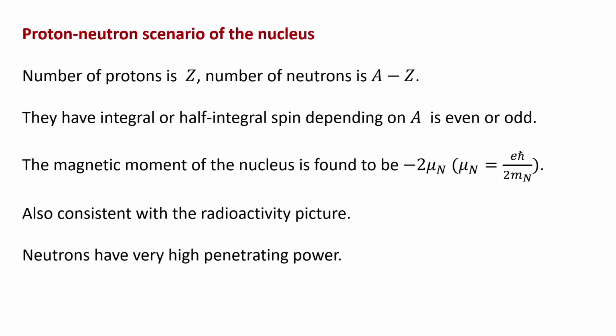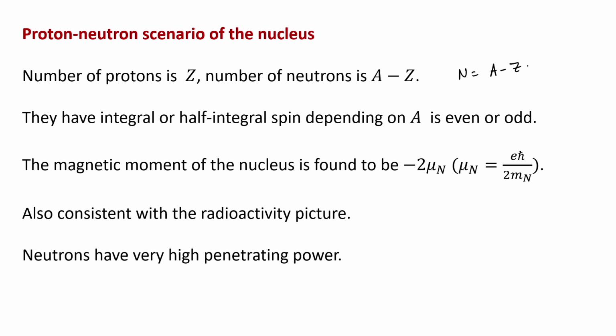So, the number of protons is Z, and the number of neutrons is equal to A minus Z, and you will see that it is written that N is equal to A minus Z. So, they have integral spin or half integral spin. We are really talking about the angular momentum, depending on whether A is even or A is odd, which means the mass number of these nuclei is even or odd.